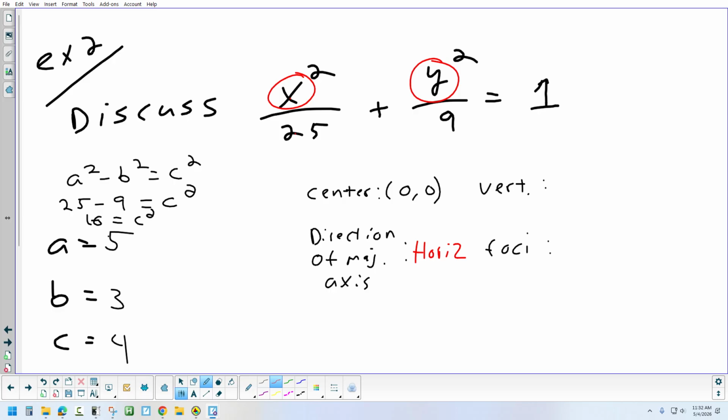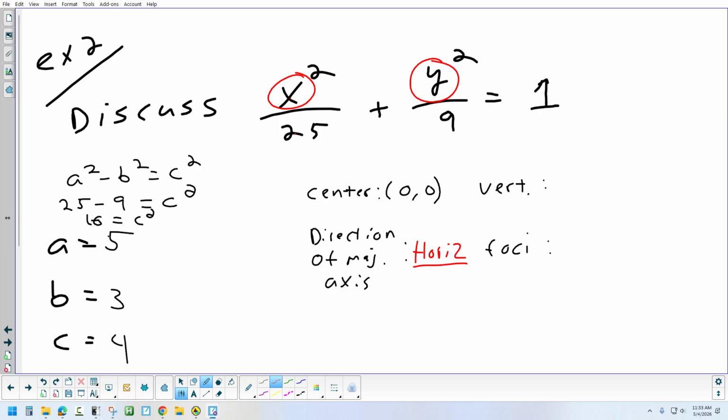Okay. Vertices. What letter has something to do with the vertices? A, B, or C? A. How far away are my vertices from the center? 5 units. And are they 5 units left and right of the center, or 5 units above and below? Left and right. We know it's left and right because we've already figured out the direction of the axis. So we need to go 5 left, 5 right.